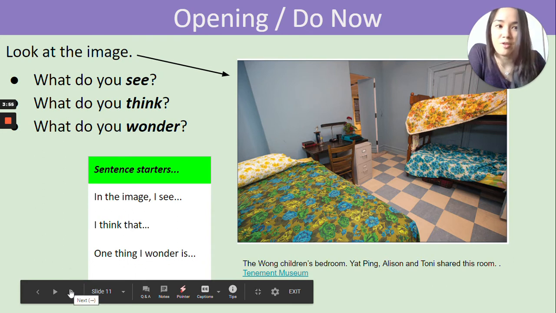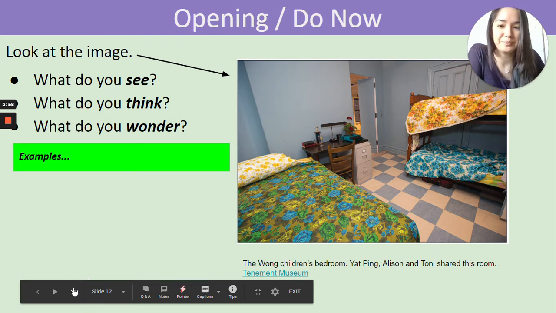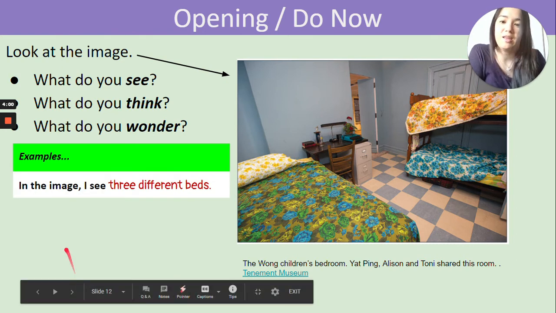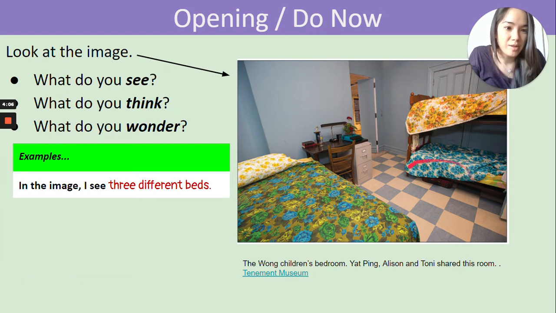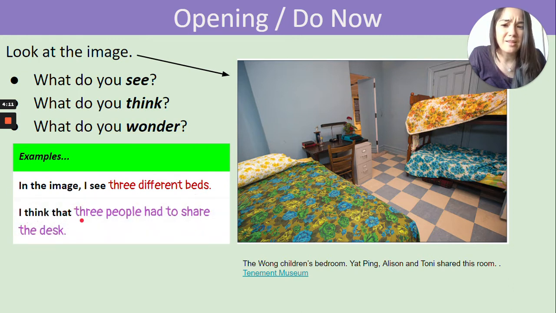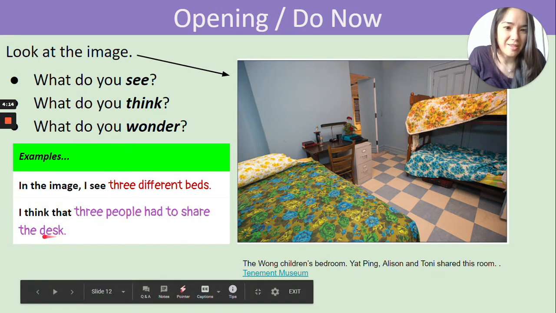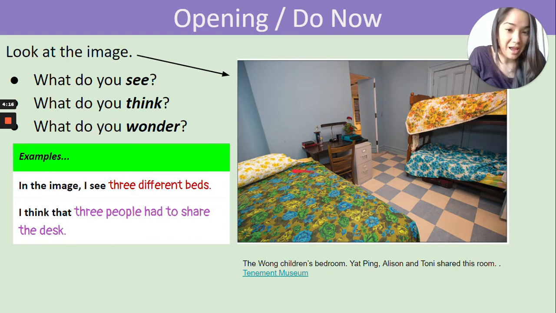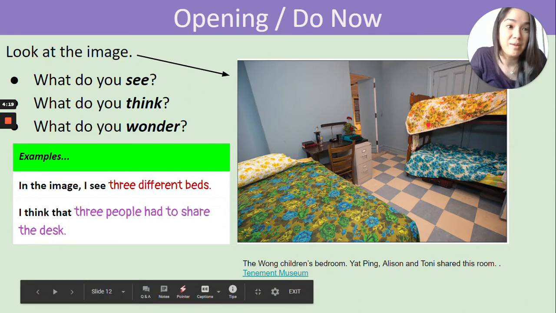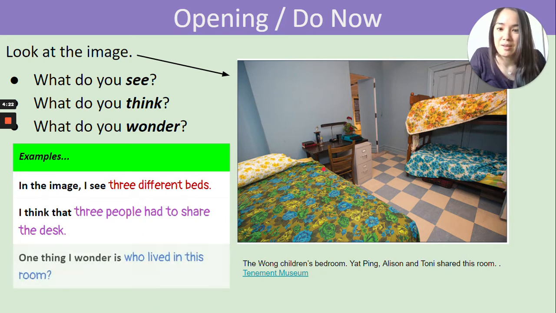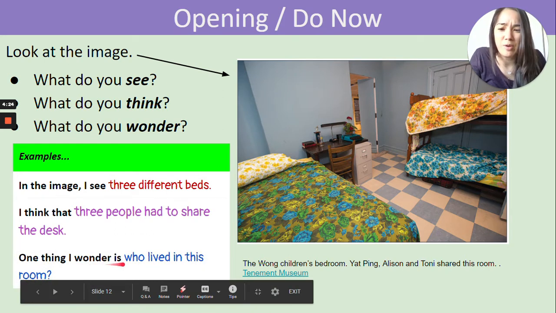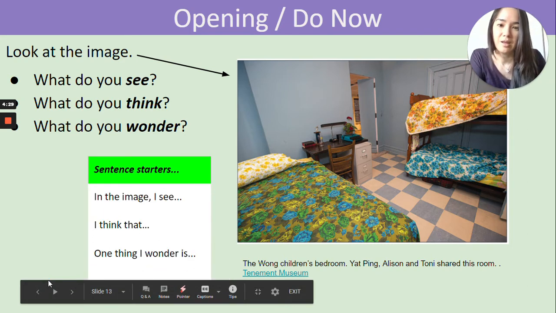Let's look at an example. So before you begin, you have a better idea of what we're doing. Here's an example. In the image, I see 3 different beds, right? 1, 2, 3. So I see 3 different beds. I think that 3 people had to share the desk, right? I see 1 desk and again, 3 beds. So I'm thinking 3 people have to share that 1 desk. My last thing is, one thing I wonder is, who lived in this room? Who lived here? So now it's your turn, again, using the sentence starters if you want.